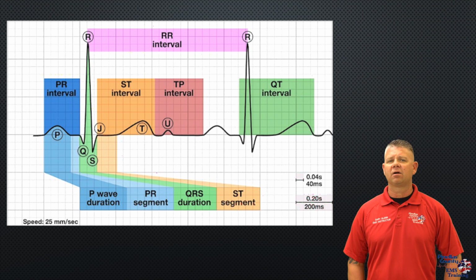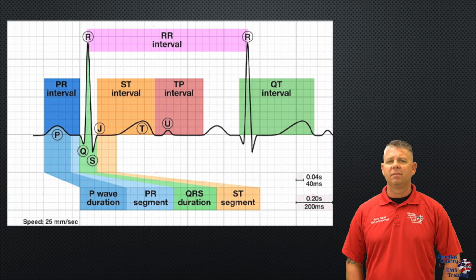Next, we're going to talk about the R to R interval. This is used to determine rate and regularity of an ECG. It's used to measure the ventricle rate. The P to P interval is used to determine the rate and regularity of ECG as well, and it's used to measure the atrial rate. Those should be the same.